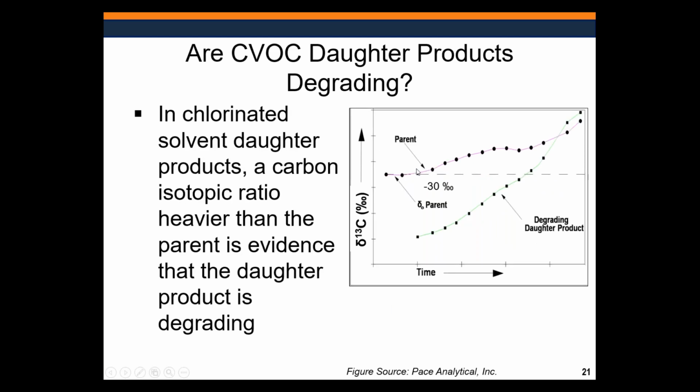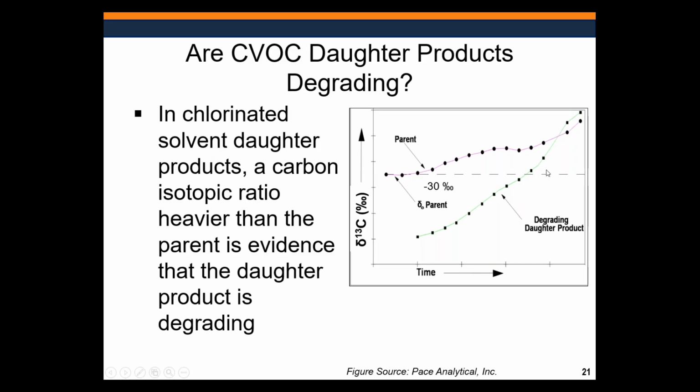Now, the other scenario: if they're both biodegrading, so the parent, the TCE, is biodegrading and the cis is biodegrading, you can get values of cis that are much, much heavier, so much more isotopically enriched than this -30 per mil. And this in itself is a clear sign that biodegradation is occurring.